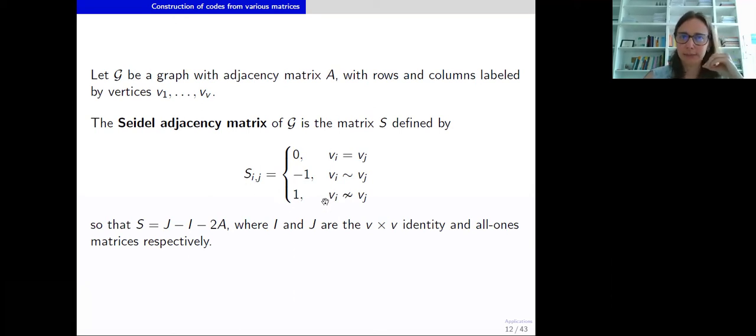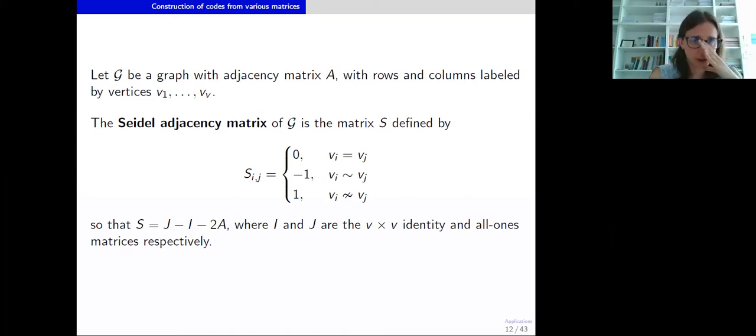So the Seidel adjacency matrix is a 0, -1, 1 matrix. The 0 will be in the position where Vi is equal to Vj. -1 will be in the position in which two vertices are adjacent, and 1 will be in the position when they are not adjacent. So actually, the Seidel adjacency matrix can also be defined with the adjacency matrix. If J is the all-ones matrix, I is the V times V identity matrix, and A is the adjacency matrix, then the Seidel matrix is equal to J minus I minus 2 times A.